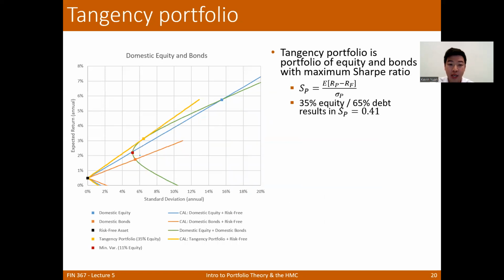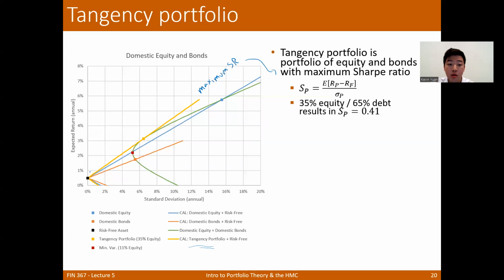So it turns out that we can do a lot better by this orange line, right? This is what we call the tangency portfolio. Tangency because it's tangent to this bullet-shaped curve. And this is going to be given by the maximum, oh, it's actually written right here. I'll just write it again. Maximum Sharpe ratio, right? You can't do any better than this.